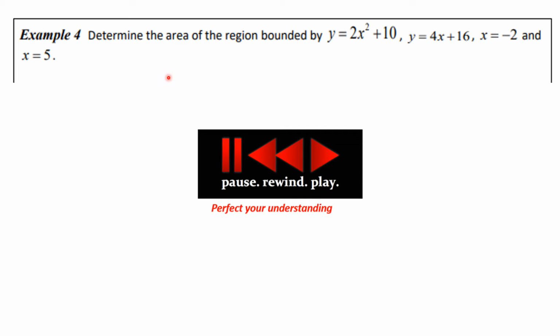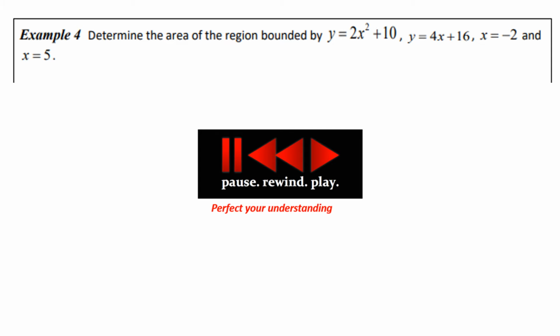Here's another problem. Determine the area of the region bounded by y equals 2x squared plus 10, y equal 4x plus 16, x equal minus 2, and x is equal to 5. Let's see how you did.